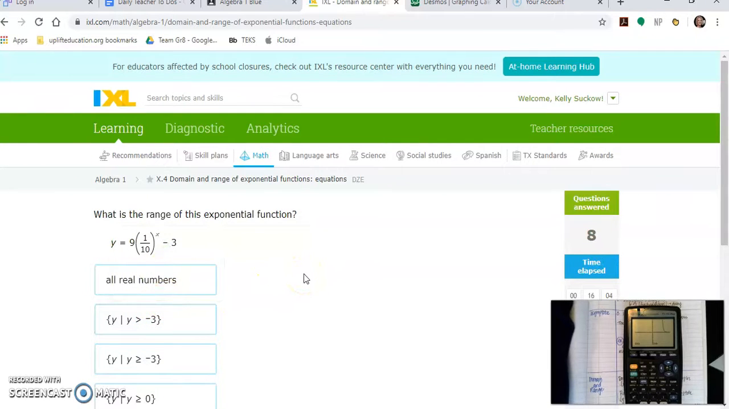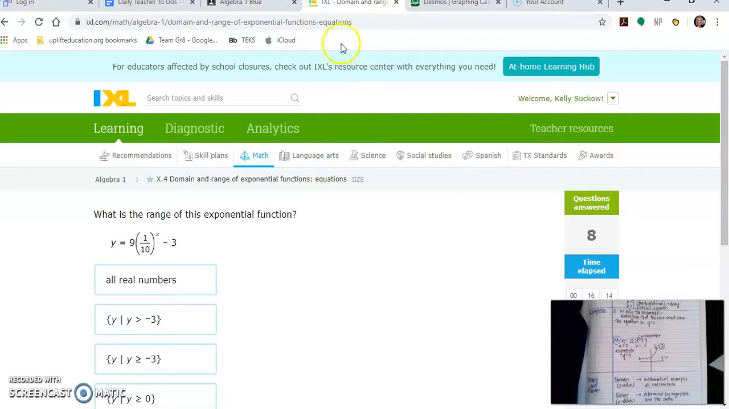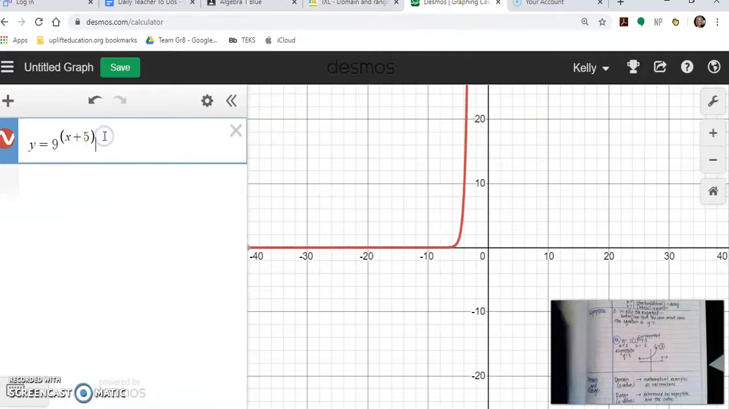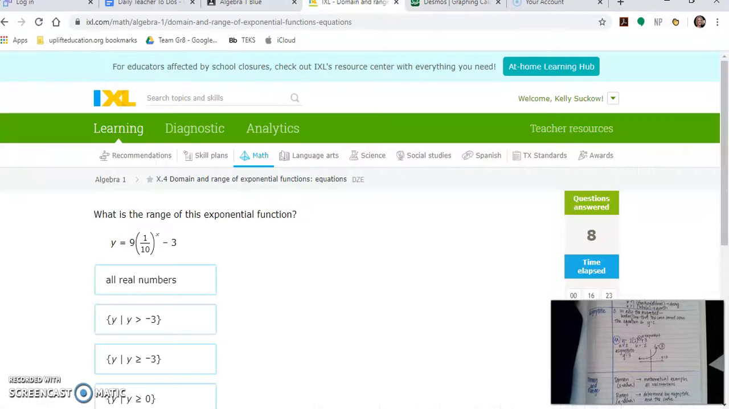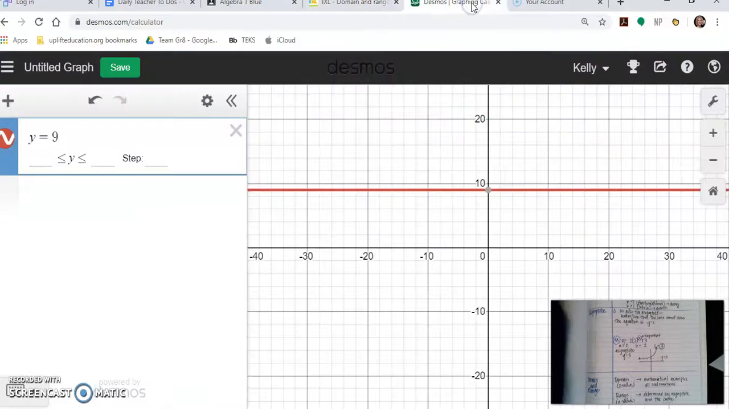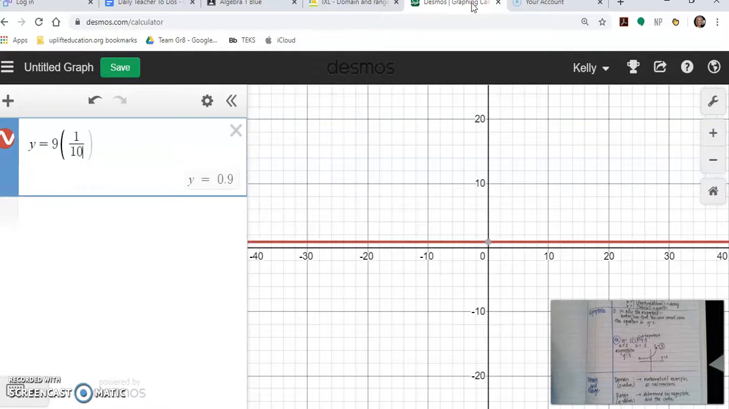Okay, what is the range of this exponential function? So you can do this in your graphing calculator. You just have to be really careful with your parentheses. But I'm also going to show you guys how to do this using Desmos. So we have y equals 9, 1 over 10. Luckily Desmos knows how to do fractions. So 1 slash 10, and you see that it already gives it to me as a fraction.